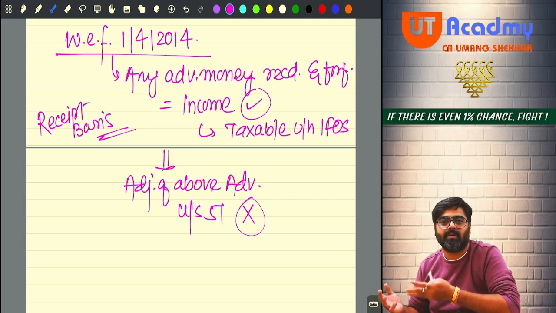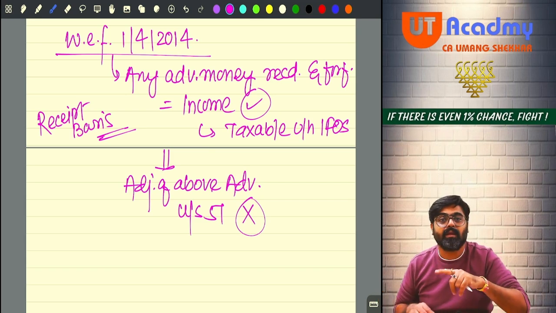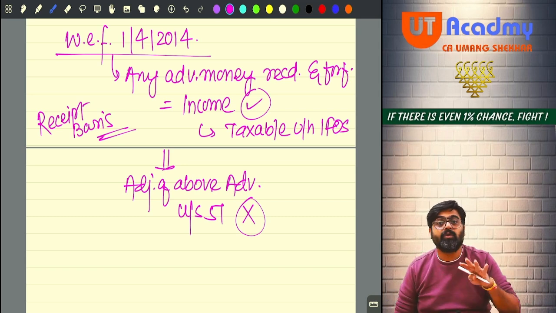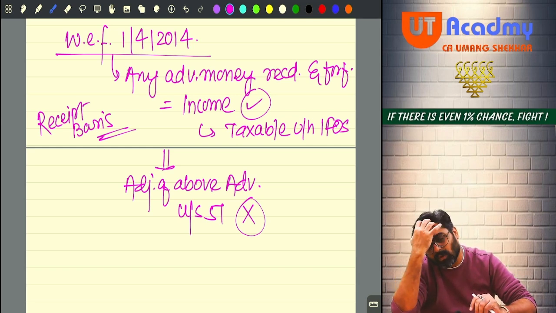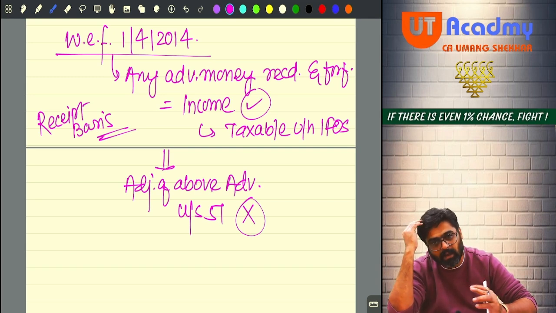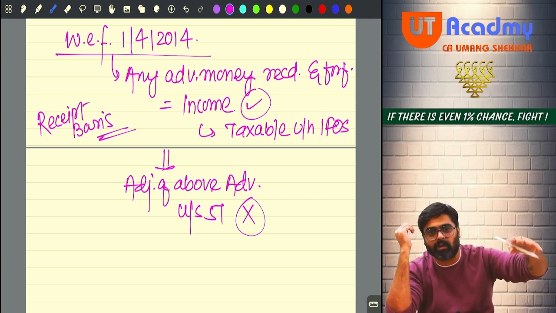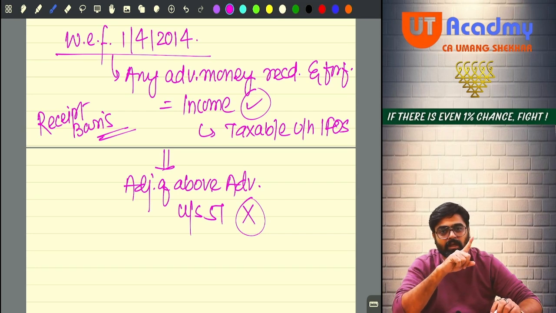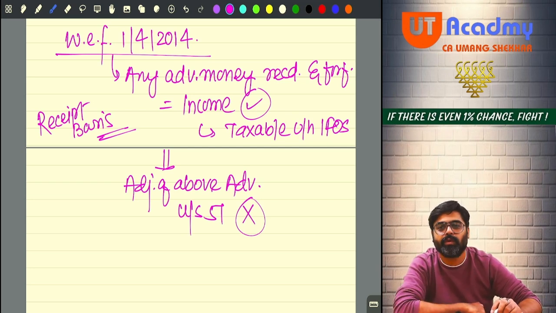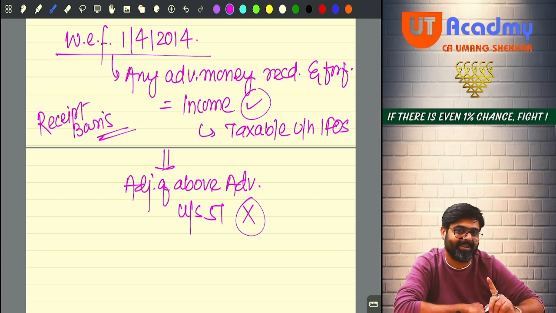Yes or no? Any advance money which was received and forfeited on or after 1st April 2014, I will not reduce out of my cost. Why? Because that has already suffered tax under the head IFOS. In the year of receipt only, it was taxed under the head IFOS. Now this point I am not going to discuss with IFOS. I will tell you where we have studied section 51. Do you remember? Yes, that time only.